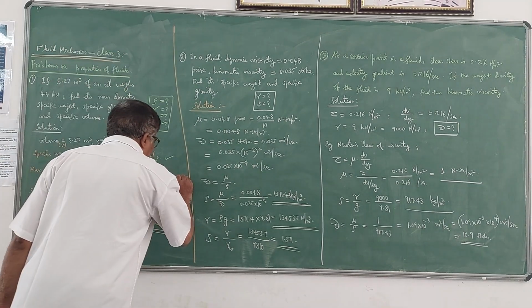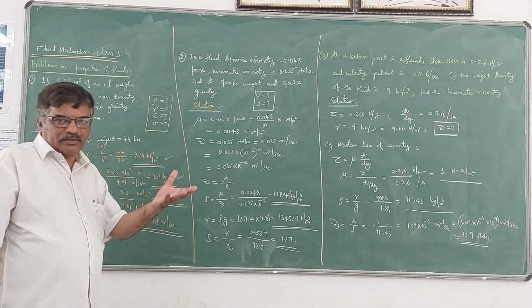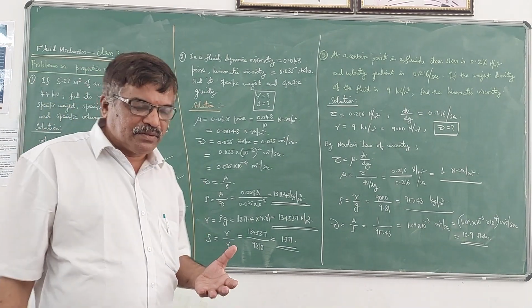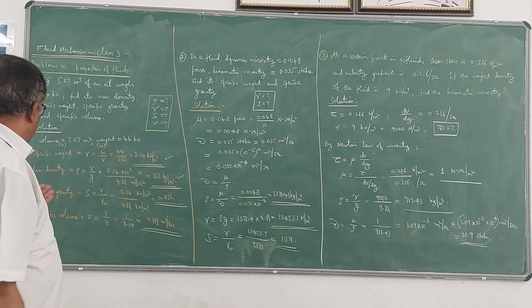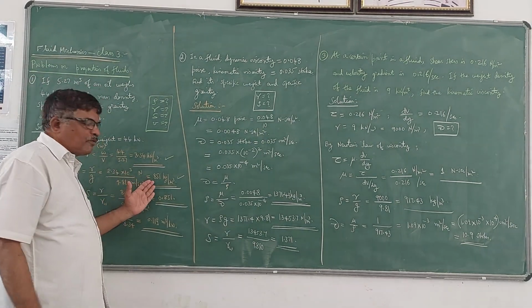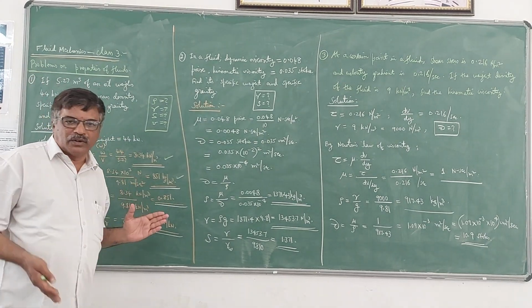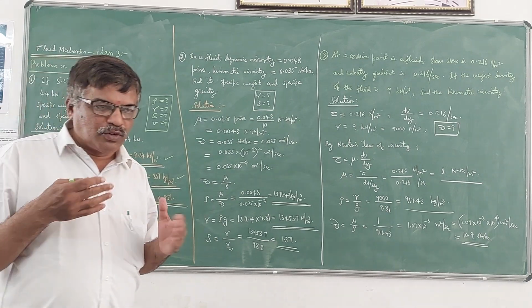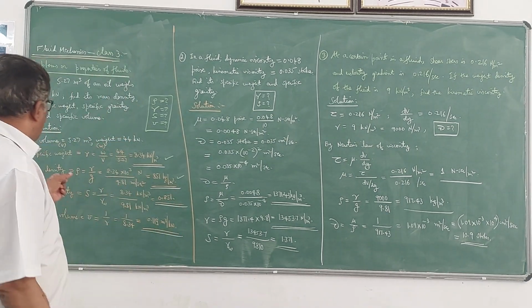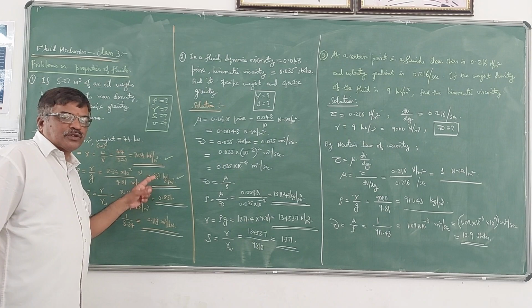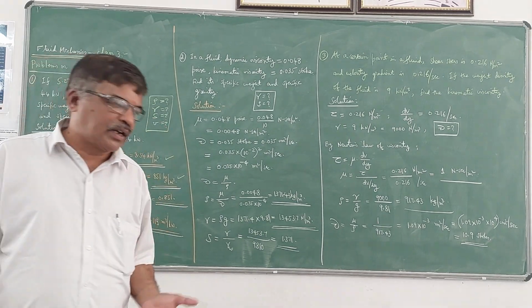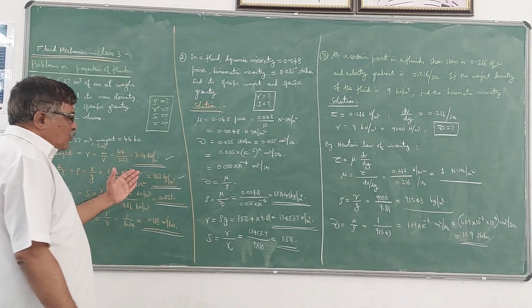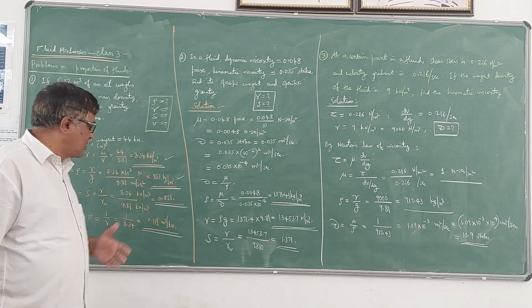You can see here this oil is lighter than water, because the specific mass value for water is 1000 kg per meter cube, rho of water. Whereas here we got less than 1000, that means whatever oil he has given, it is lighter than water. If the value is more than 1000, it will be heavier than water.